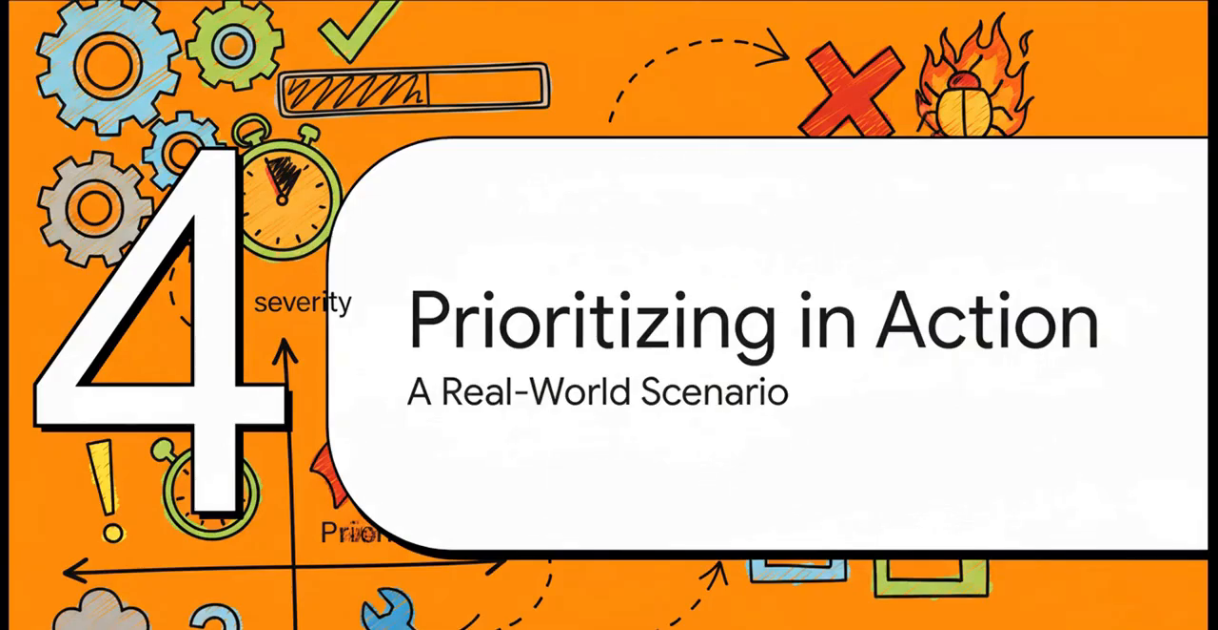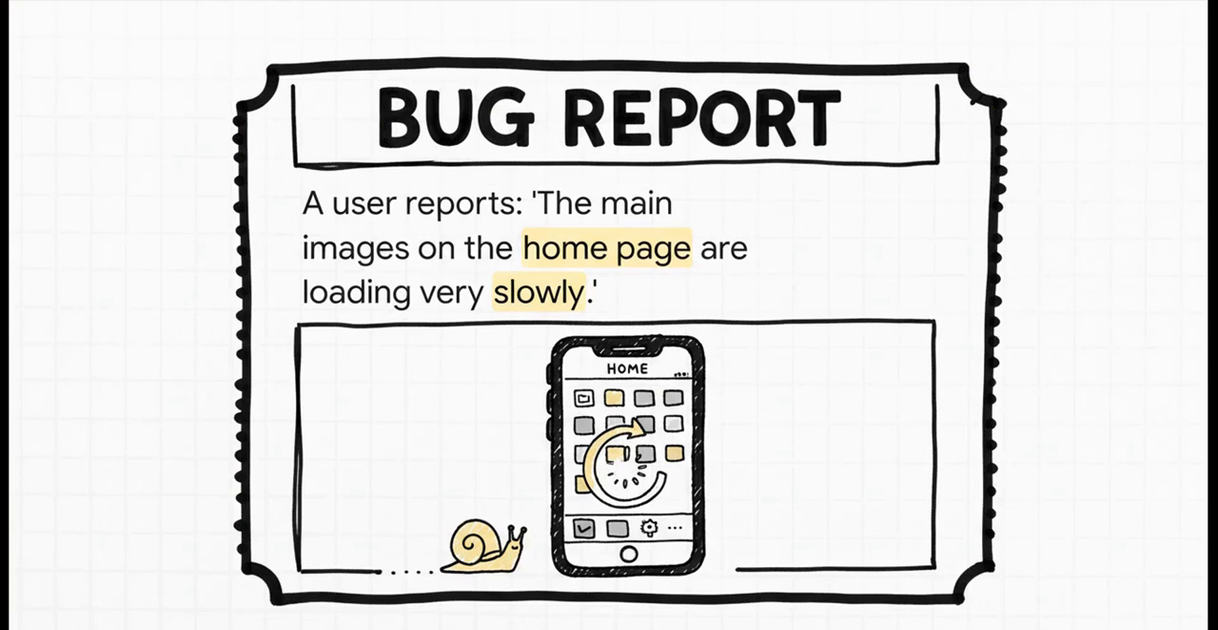Okay, so theory is one thing, but let's see this in action. Let's do a little real-world scenario. Imagine a user sends in a bug report. We're going to figure out exactly where it goes on our matrix. All right, here's the report. A user writes in and says, hey, the main images on the homepage are loading super slowly. You know the ones, the big banners at the top. It just makes the whole app feel sluggish.